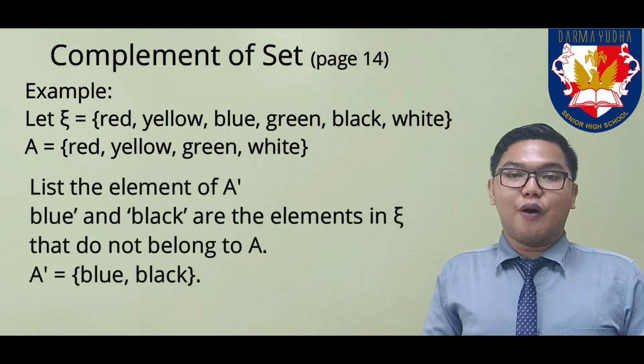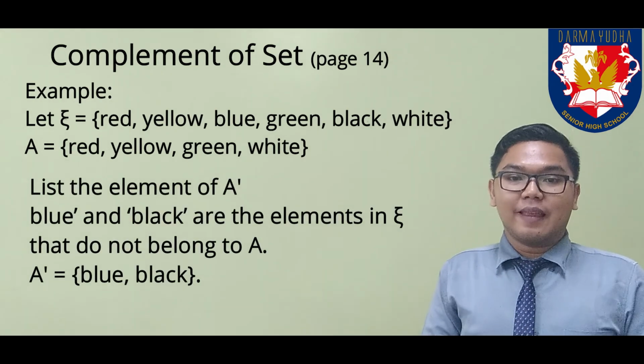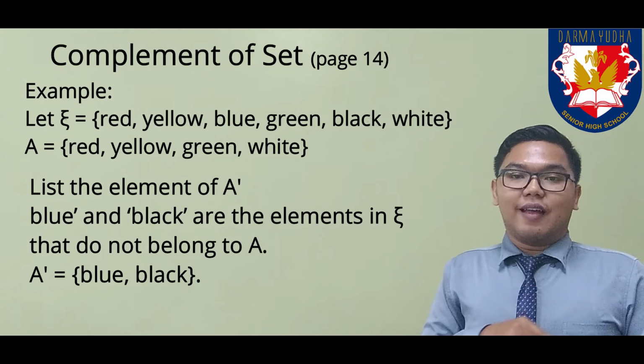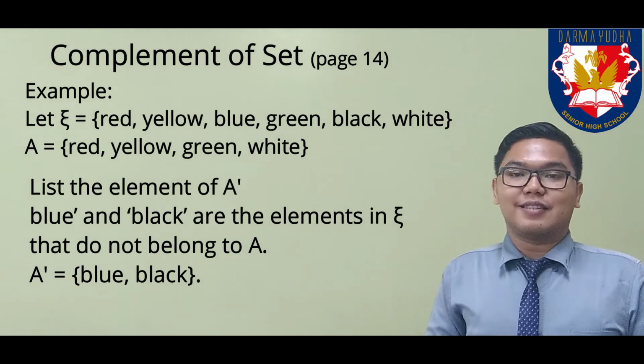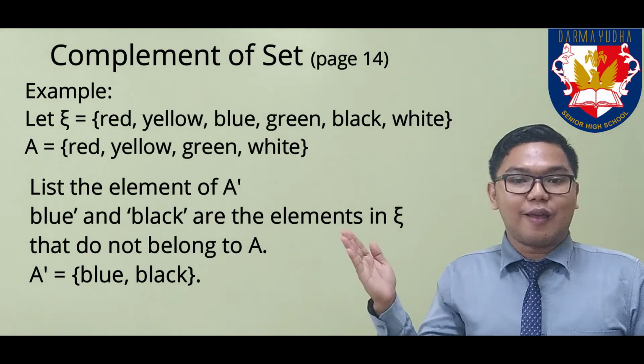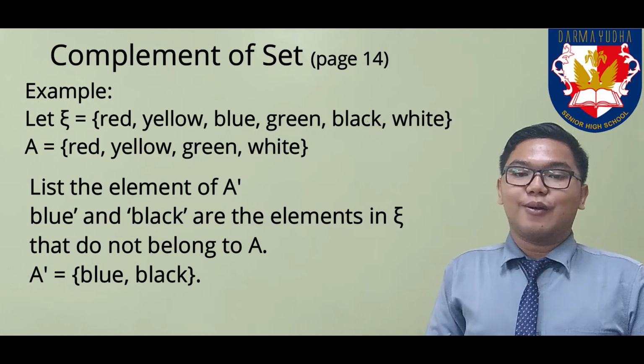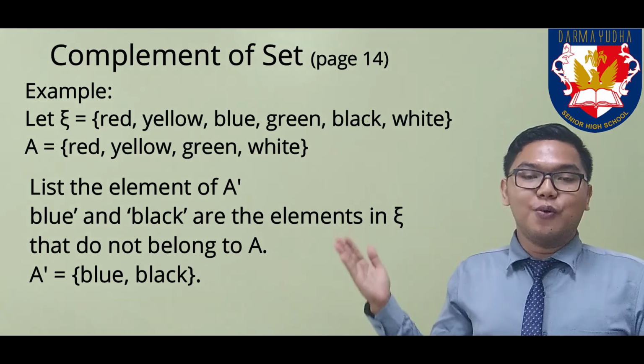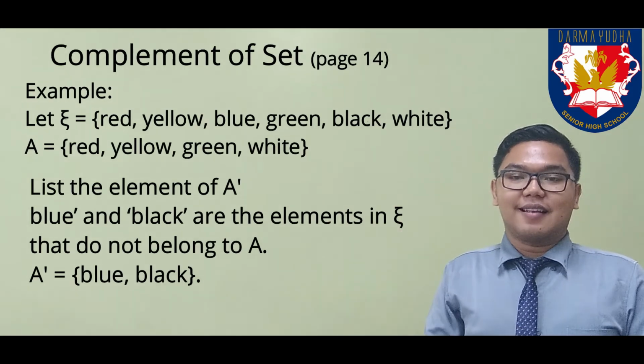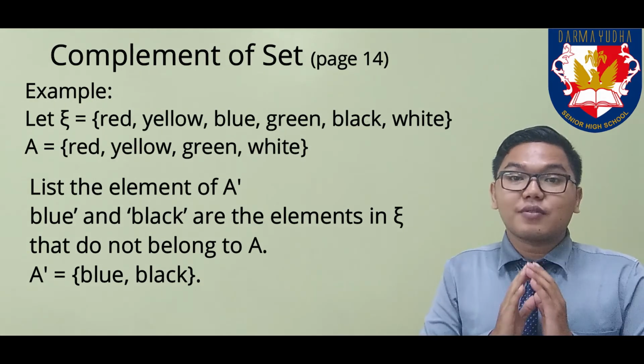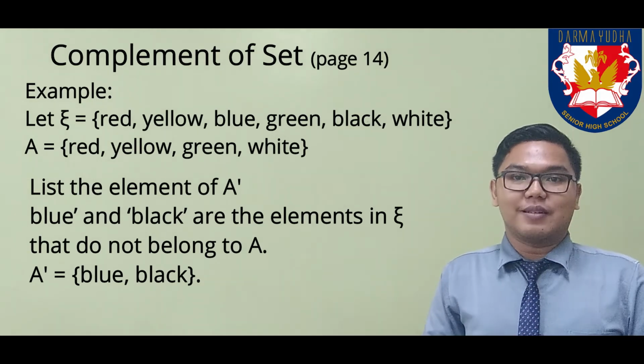So the elements of A complement, or the complement of set A, are the elements in the universal set that are not included in set A. What is not included in set A? Which is blue and black. That's the complement of set A. Outside A, that's the complement of A.